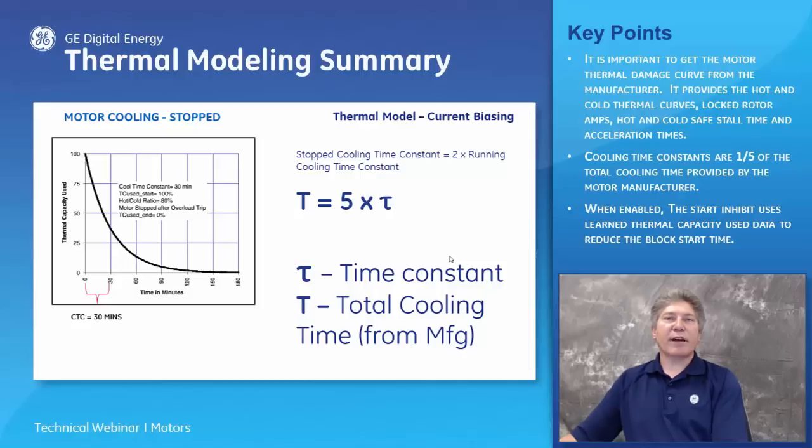Now, if the manufacturer provides a stop cooling time of 150 minutes, then the value that gets entered into the setting is divided by 5. In this example, 30 minutes. If you forget to divide by 5, then the total cooling time is increased by a factor of 5. In this example, that equates to 750 minutes. Stop cooling time constant is typically twice as long as the running cooling time based on the cooling from the fan mounted on the front of the motor.